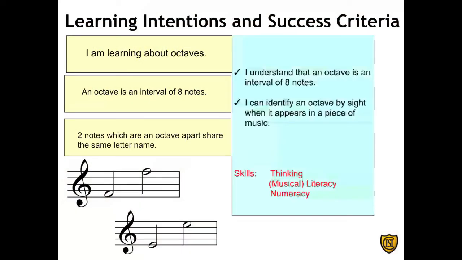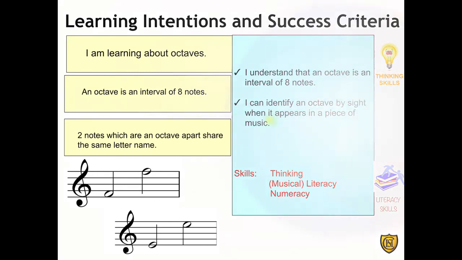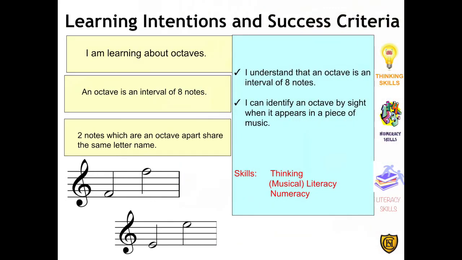We now have an understanding that an octave is an interval of 8 notes. By the end of this task, you'll be able to identify an octave by sight when it appears in a piece of music. Now it's time to test your knowledge about octaves by using your thinking skills, musical literacy skills, and numeracy skills to complete the questions below.